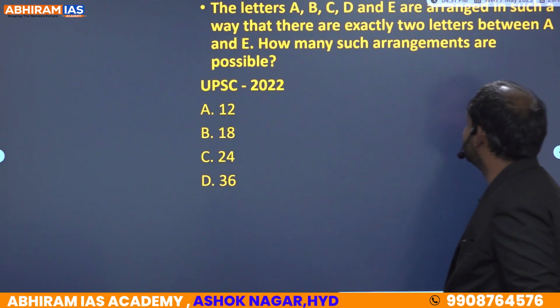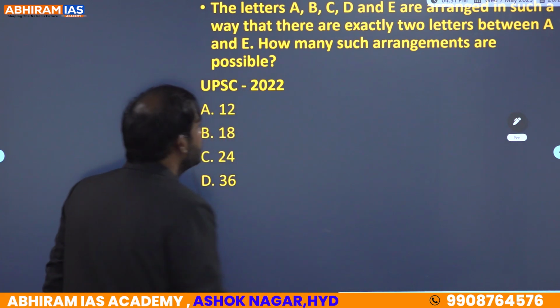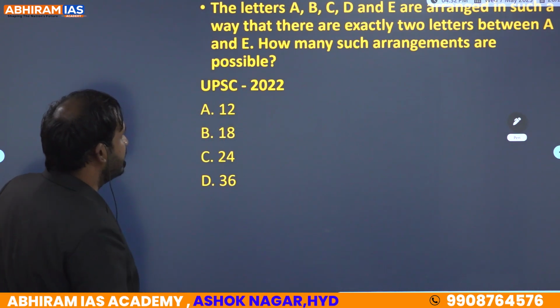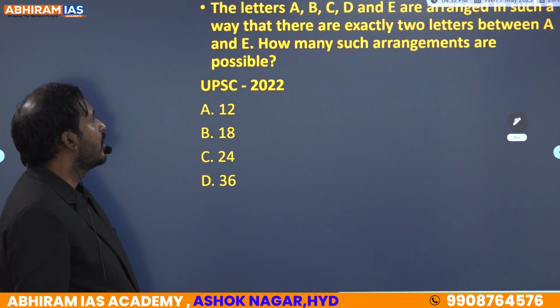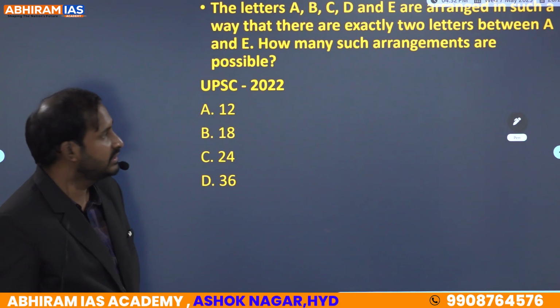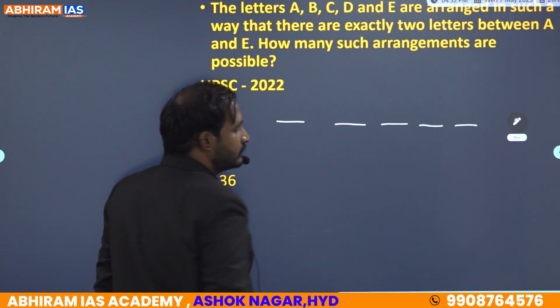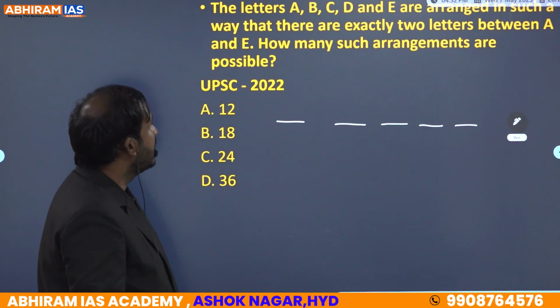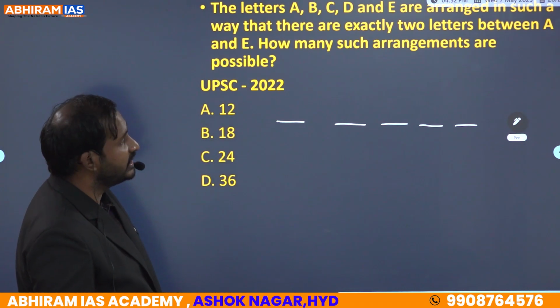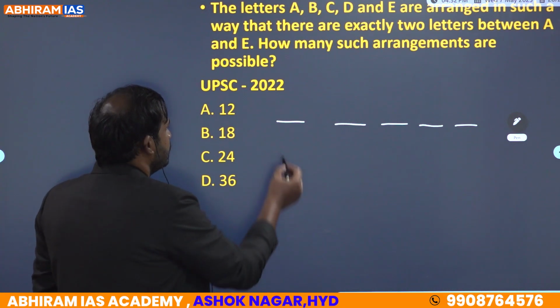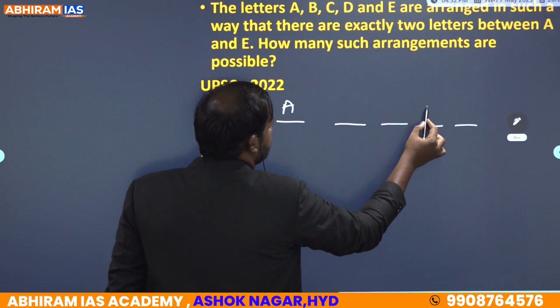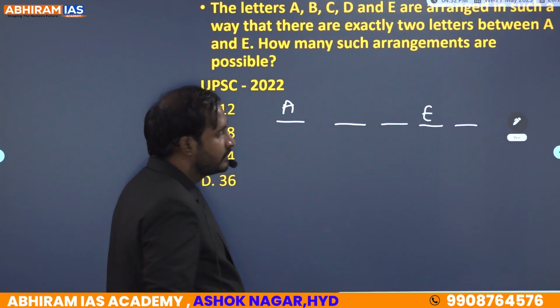The letters A, B, C, D, E, F are arranged in such a way that there are exactly 2 letters between A and E. How many such arrangements are possible? See, 6 positions are there, and I should arrange in such a manner that exactly two letters are between A and E. A, E. This is one arrangement.